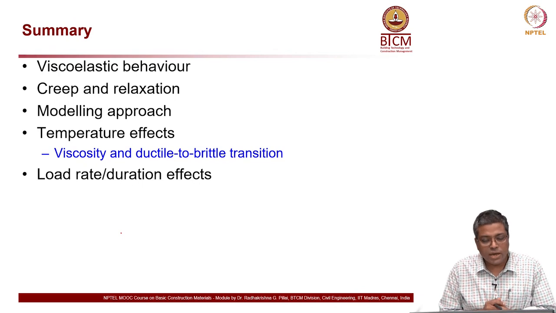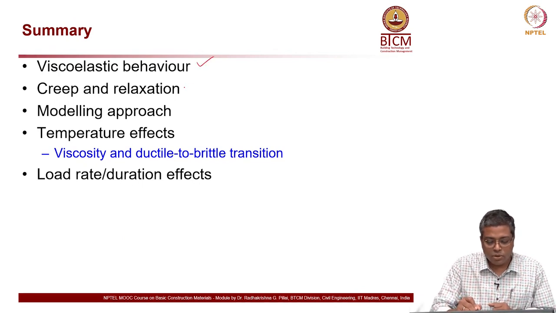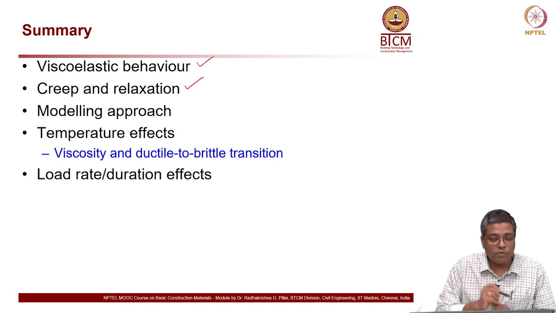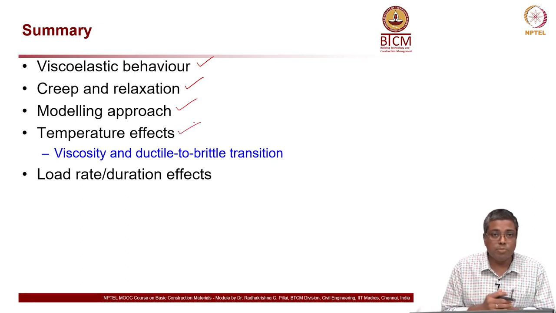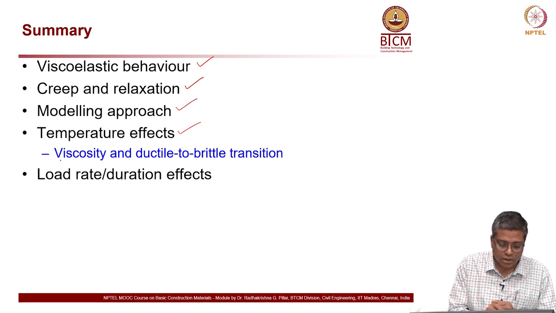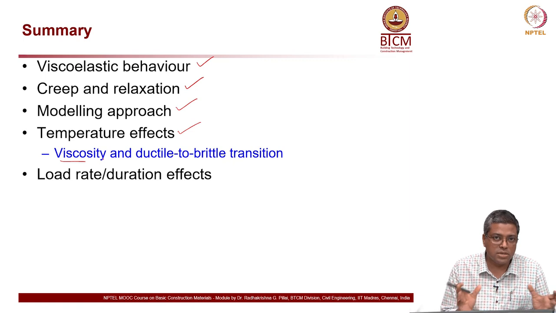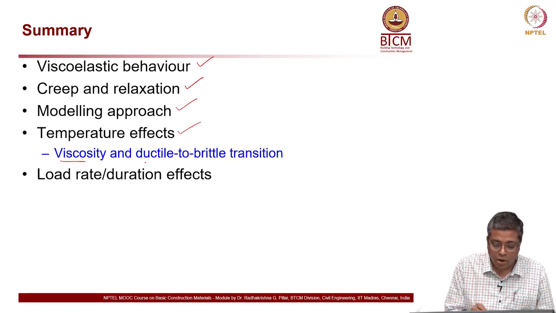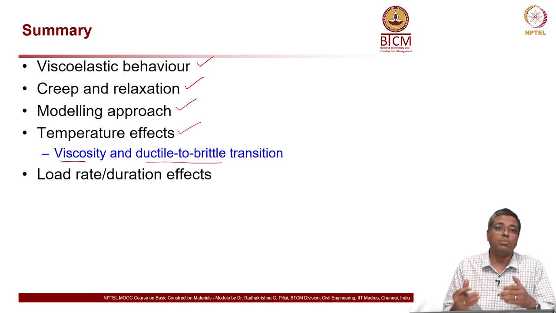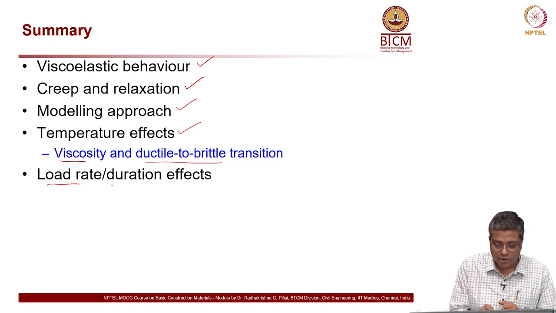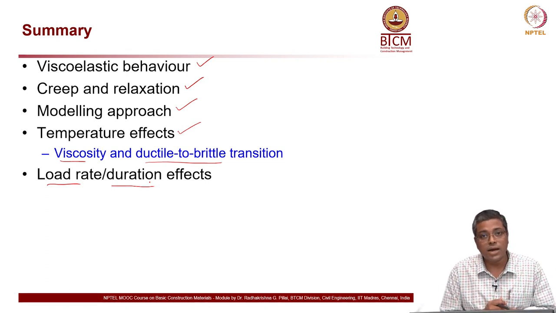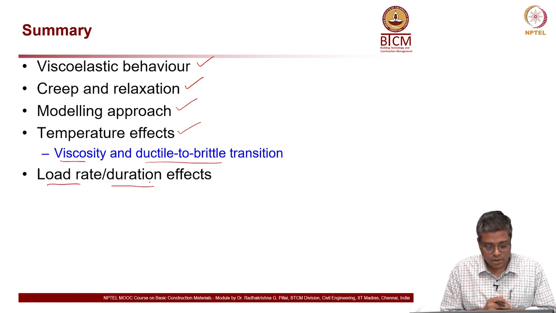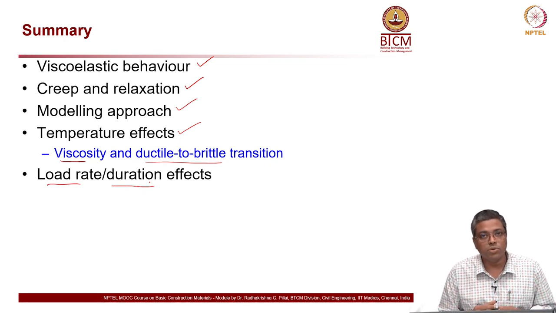To summarize, we looked at viscoelastic behavior, we looked at creep and relaxation, very important for pre-stressing strands, the relaxation behavior, and then we also looked very briefly at how to model these viscoelastic materials. Then we looked at temperature effects, how the viscosity of materials changes as temperature increases, and how the ductile to brittle transition happens as temperature decreases. We also talked briefly about load rate and duration, and how that affects the flow of materials used for construction. The example we used was asphalt.